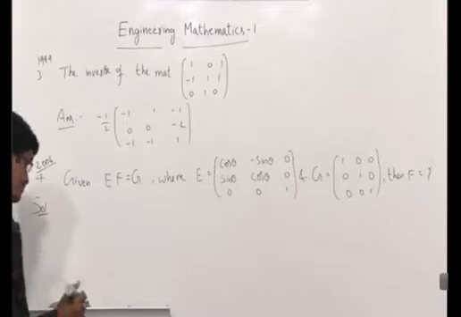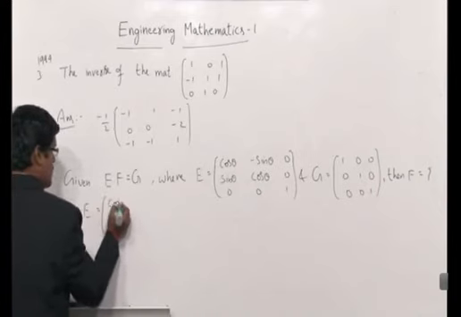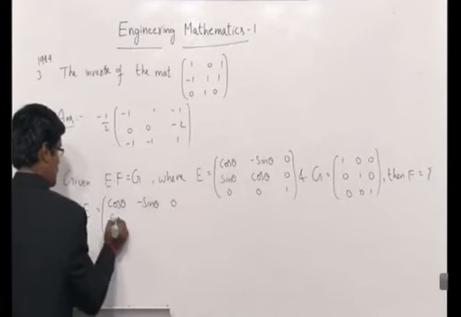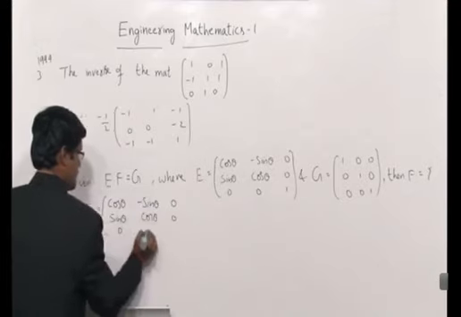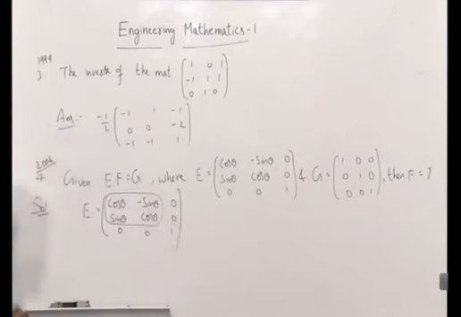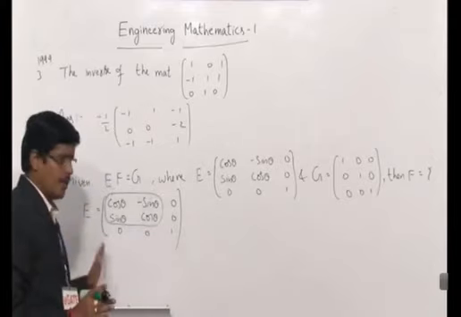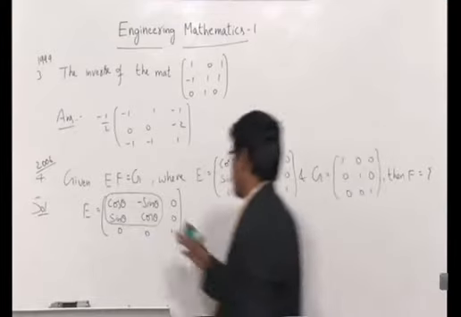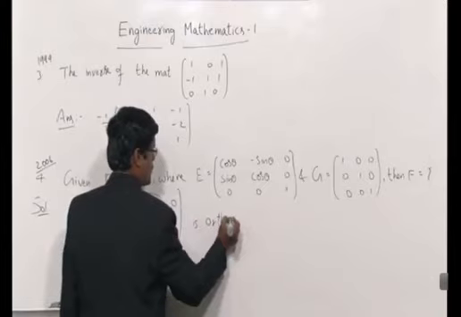See, what is E here? Cos theta, minus sin theta, 0; sin theta, cos theta, 0; 0, 0, 1. Just I am giving an indication. These 4 elements, which I already gave, form a 2 by 2 well known orthogonal matrix. These are third row, third column identity matrix. Generally by hit and trial method we can say this is an orthogonal matrix.